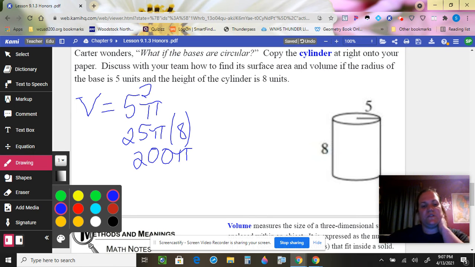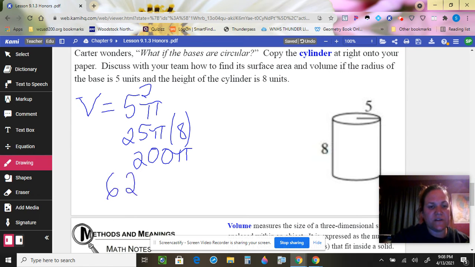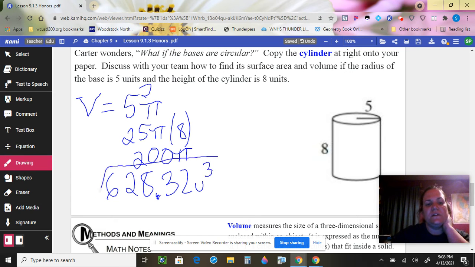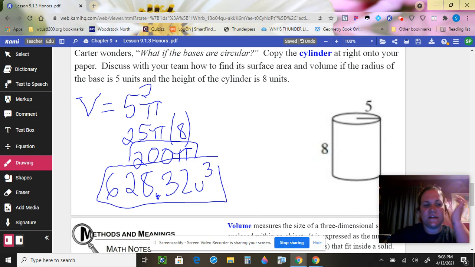That's going to give me 200 pi. And you guys, I'm just going to leave it in terms of pi. I guess if you wanted to, we could turn it into a decimal, which would be 628.32. And it just says unit, so I guess I could do units cubed. So we could do either one of these as the answer.